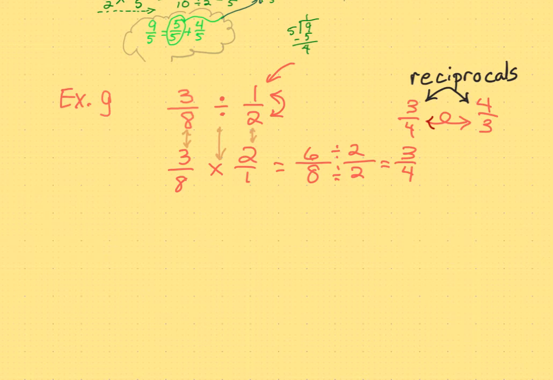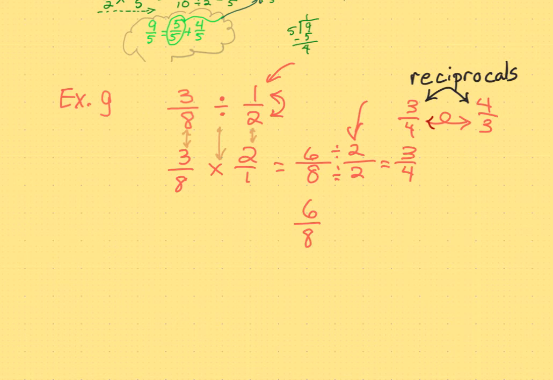Now I want to show you something because we're going to move on and get a little fancy here in a bit. Many of you will take a look at that 6/8 and do something called canceling. When you are canceling, you're doing this, okay? You're just doing it more in your head and quicker, which is fine.